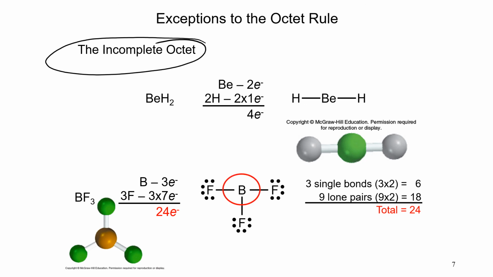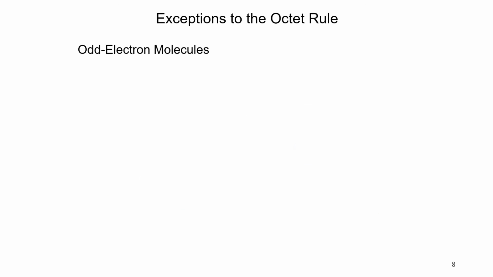There are 2 other types of exceptions to the octet rule. One is odd electron molecules. We need an even number of electrons to satisfy the octet rule. So if you've got an odd electron molecule, you can't satisfy the octet rule. And nitrogen monoxide is an example of this. Nitrogen has 5 electrons, oxygen 6, so we have 11 electrons.